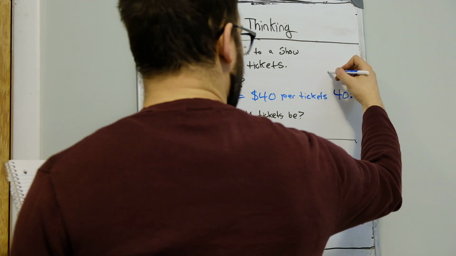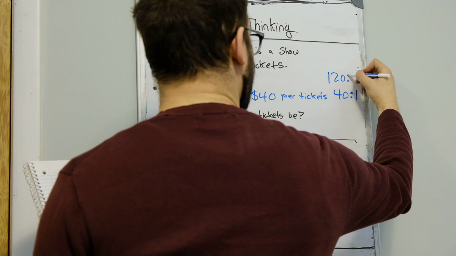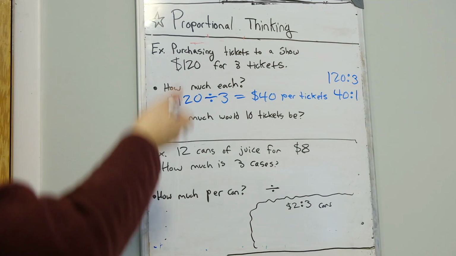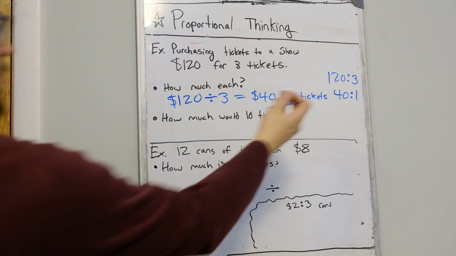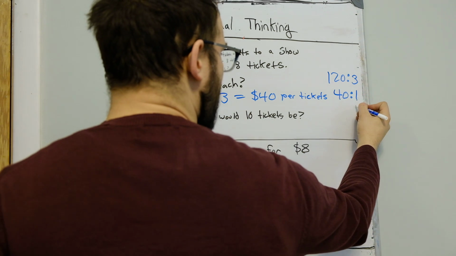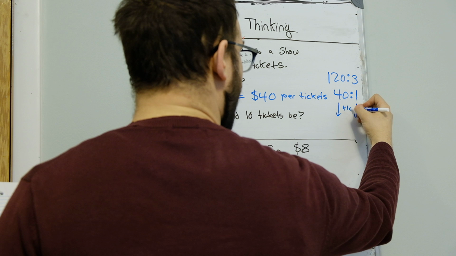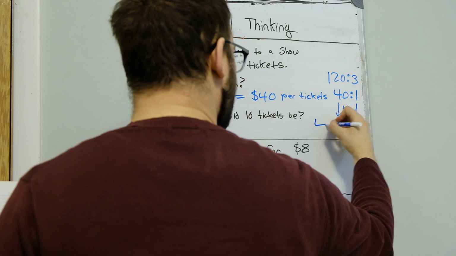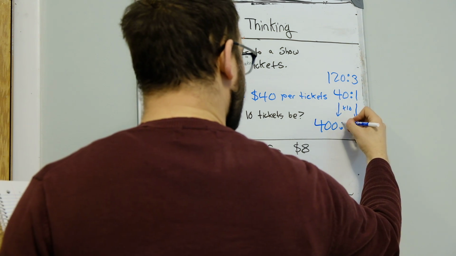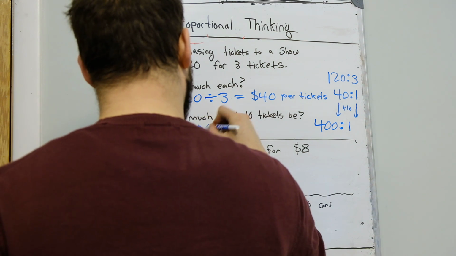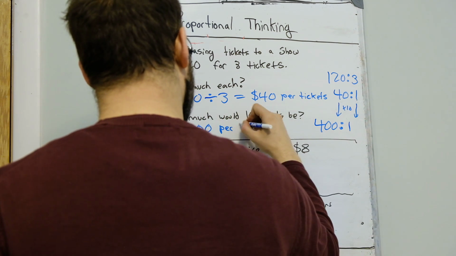You can kind of see how this works with a ratio table, if you just kind of put it like so. How much would 10 tickets be? Well, if it's 40 to 1, then to get to 10 tickets, we're going to have to go times 10. So this is going to be 400 to 1. So this would be $400 per 10 tickets.